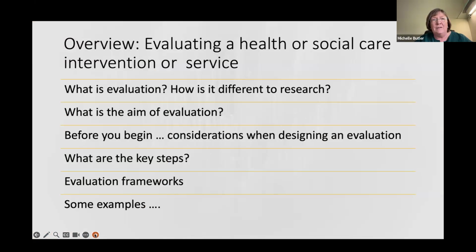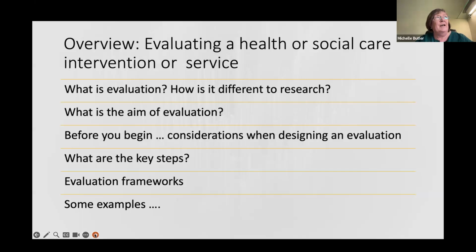So to begin, I'm going to spend the next 30 minutes looking at some of these topics. First of all, clarifying what we mean by evaluation and how it is different to research, and that's important, and we'll talk about why that's important. What do we really want to achieve from evaluation? So what is the aim of evaluation? We'll look at that. And then just be thinking about some of the things we might want to consider when designing an evaluation. We'll briefly look at the key steps in the process, and then have a look at some evaluation frameworks, which can be useful in helping us decide what we do and how we do it.